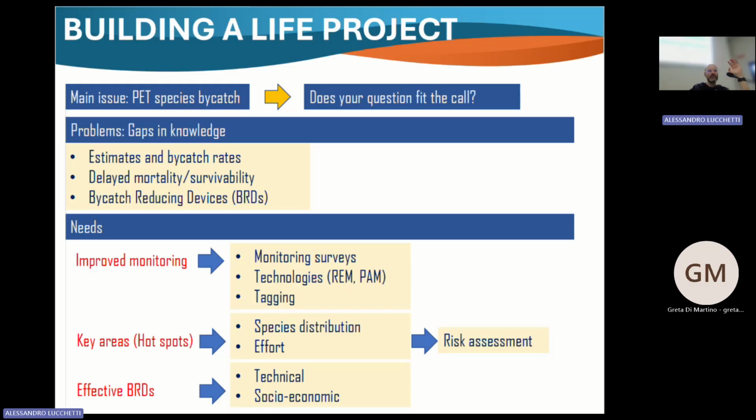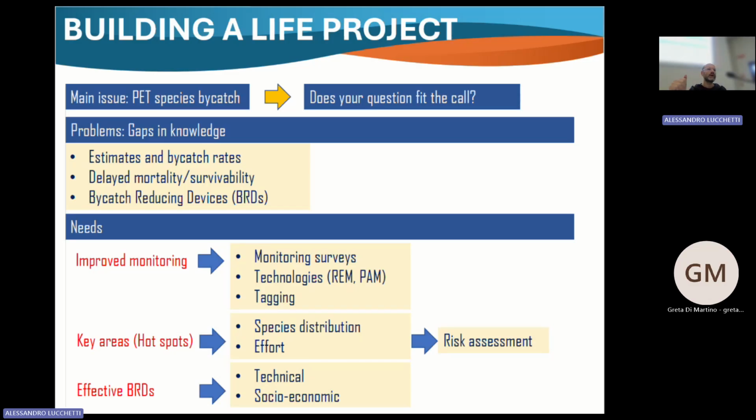So, coming back to the protected species, to build a project on this, you have to have a clear problem at the beginning. You have to have a problem to solve, obviously, to base your project. In this case, the problem is the bycatch of protected species. Therefore, the first question is, your specific idea, that is to try to solve the bycatch of protected species, is in the specific goal.